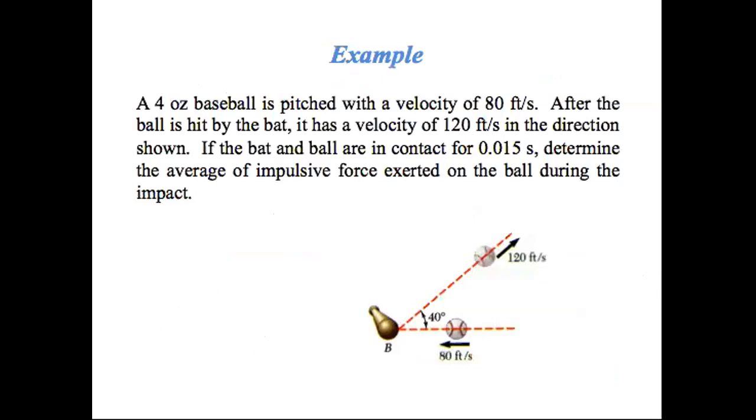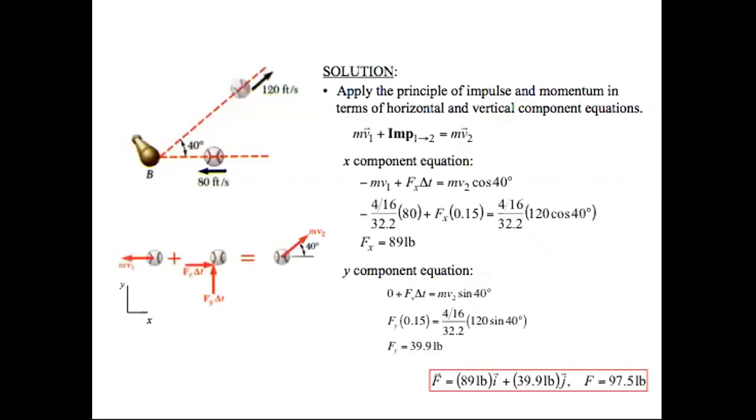Next example. A 4-ounce baseball is pitched with a velocity of 80 feet per second. After the ball is hit by the bat, it has a velocity of 120 feet per second in the direction shown. If the bat and ball are in contact for 0.015 seconds, determine the average impulsive force exerted on the ball during the impact. Again, we have to apply the principle of impulse and momentum in terms of horizontal and vertical component equations.